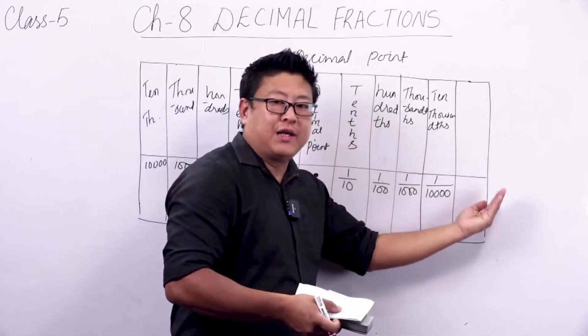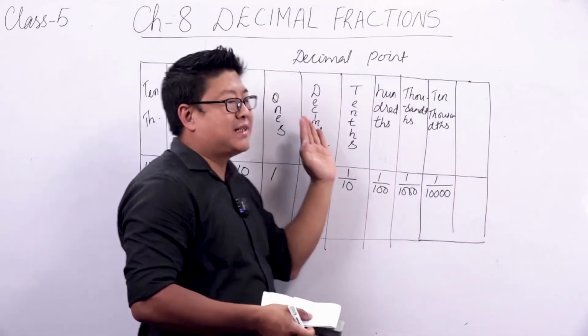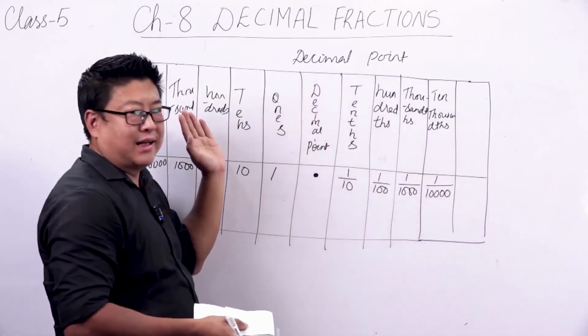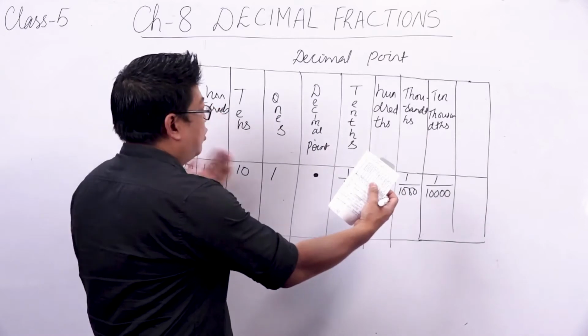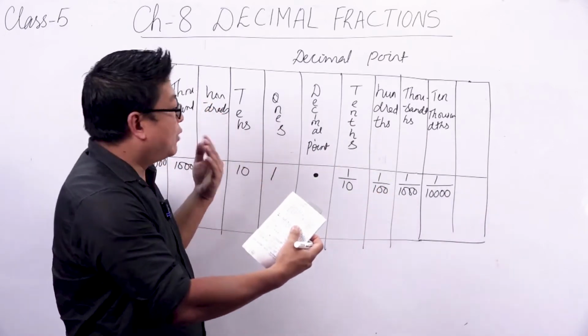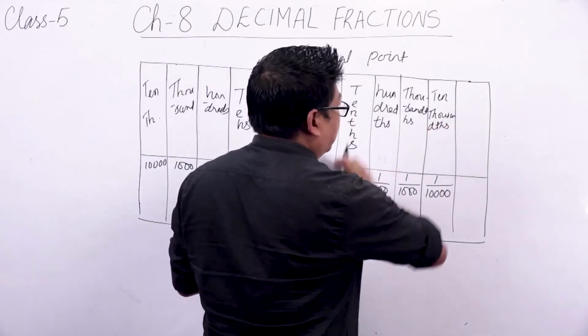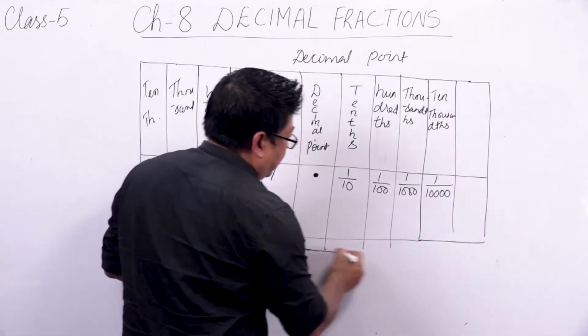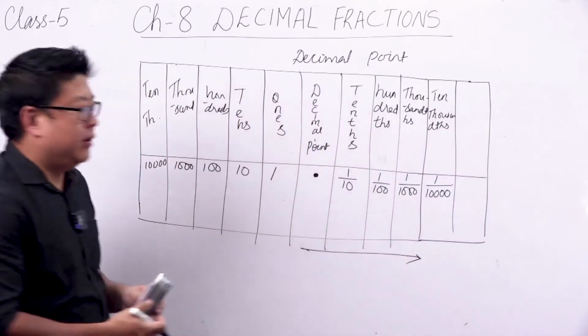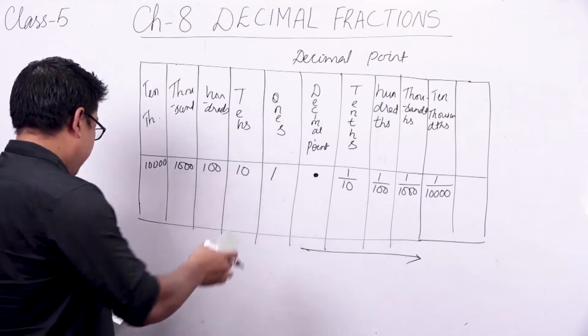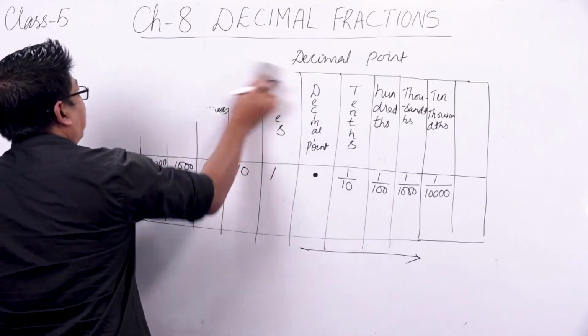This is the new place value that we are learning. So today we'll be discussing this side, not this side. Usually we count from right to left, right? But today we will count from left to right. We will count in this manner. Okay, children? So to understand all this, let's look at some examples.